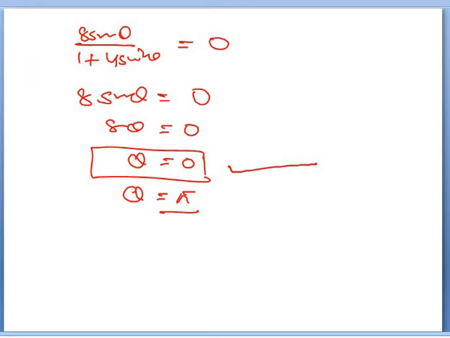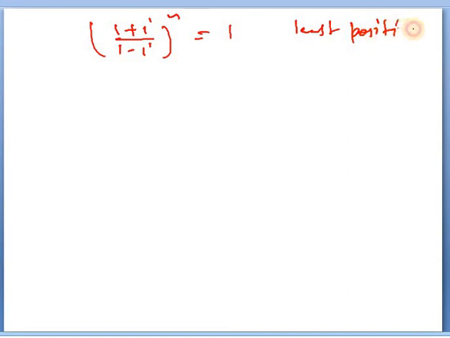Now the next question I'm going to take. Suppose ((1 + i)/(1 - i))^n = 1, then find the least positive value of n. How can we find the least positive value of n?